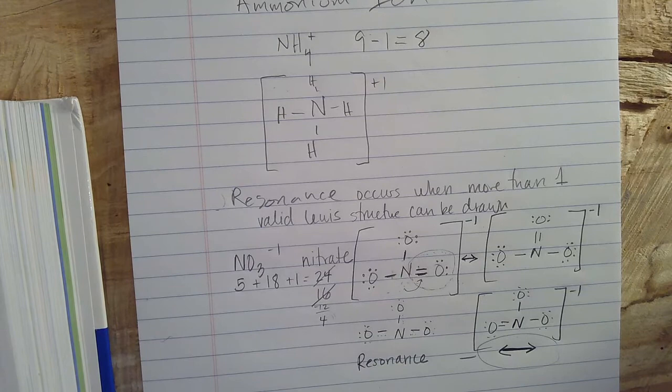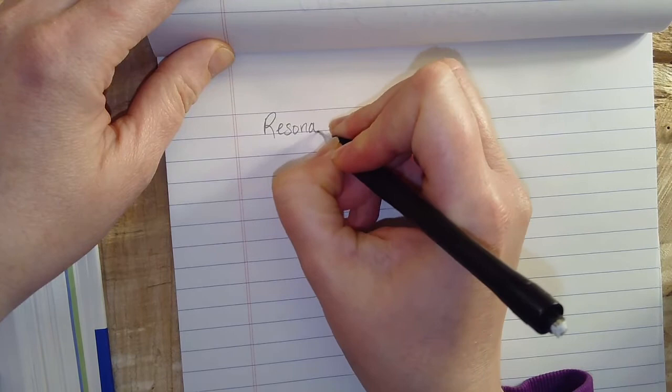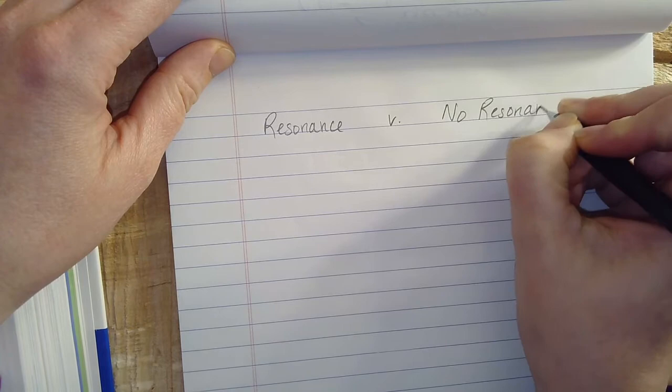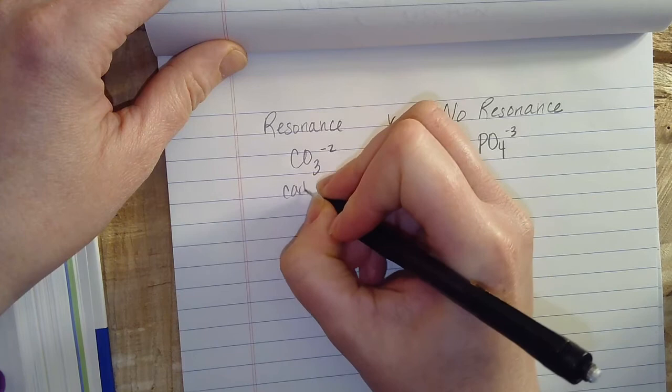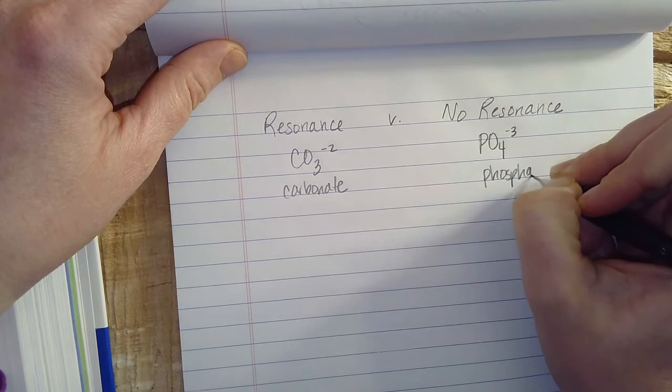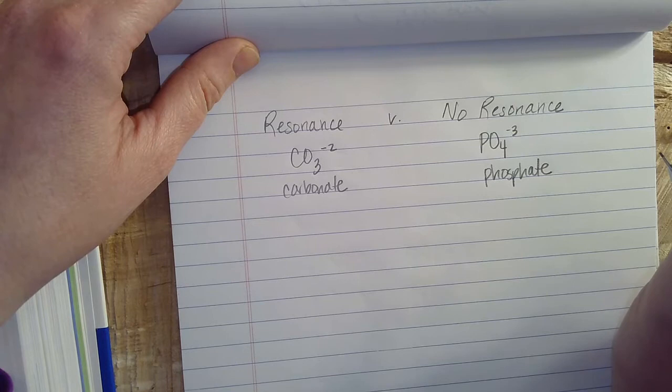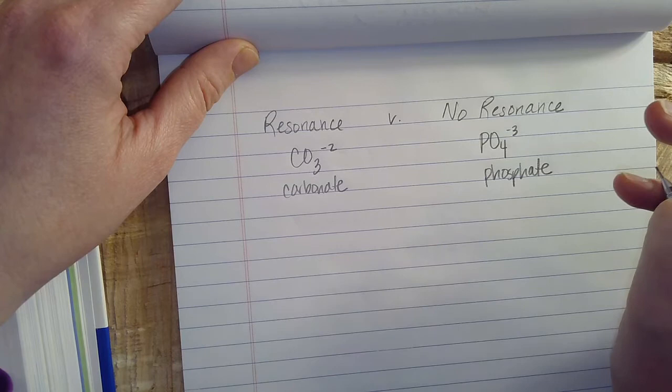Let me give one more resonance example. I'm going to give a contrast of resonance versus no resonance. Okay. Actually, challenge. CO3 -2, PO4 -3, carbonate ion, and phosphate. Why don't you pause the video right here and see if you can draw the correct structures for each of these and label which one has resonance with the resonance arrow underneath.